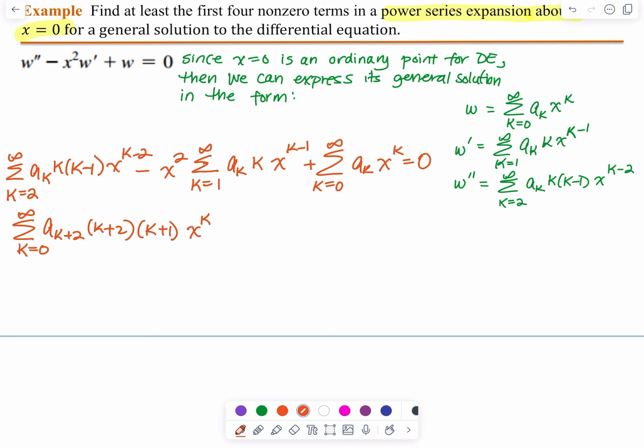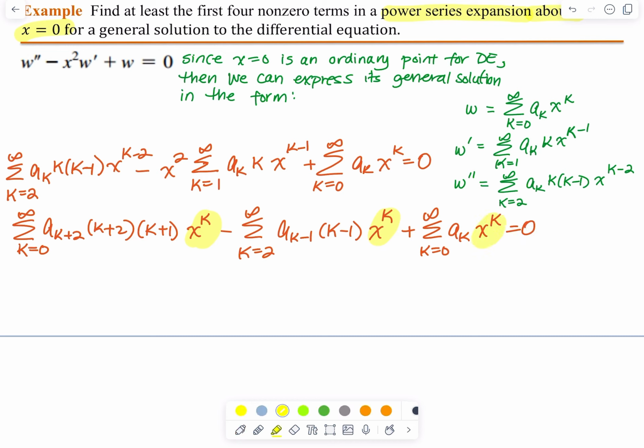k. For our next term, we can multiply by x squared and also shift our index to k equal to 2. So we have k equal to 2 to infinity, and we have a sub k minus 1, and this is a minus, multiplied by k minus 1 x to the k, and that's what we're looking for. We need these x to the k's so that we can factor that out. Okay? And then, of course, we have our W, which is k equals 0 to infinity, a sub k, x to the k power is equal to 0.